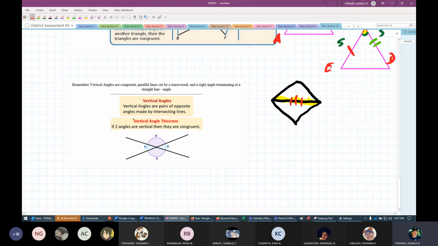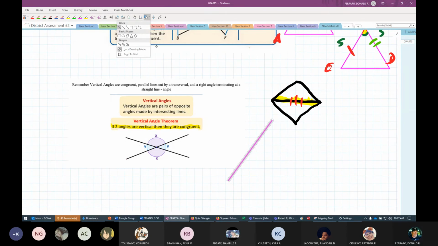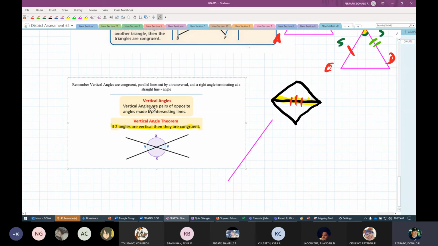Now we've got another theorem, and this is the vertical angles theorem. And I want you guys to put this into your notes on number 7. If two angles are vertical, or opposite, then they are congruent. So essentially what we have is two angles or two lines, right? Oops, that's not what I wanted. So no matter how I move this, the vertical angles are going to be congruent.